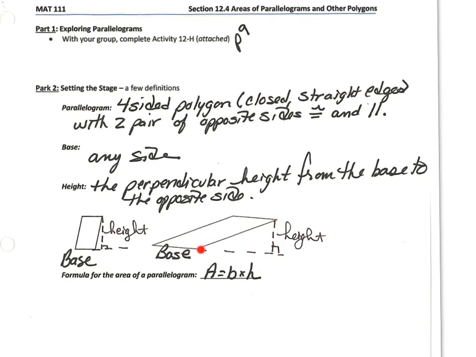So the height of this, really, you never get it right over it, right? So you come up here, you'd have to extend that base to actually get the height. The height is, if we extended both these parallel sides, how far apart would they be? And that is that height. And as you found in the activity, the area of a parallelogram is base times height.